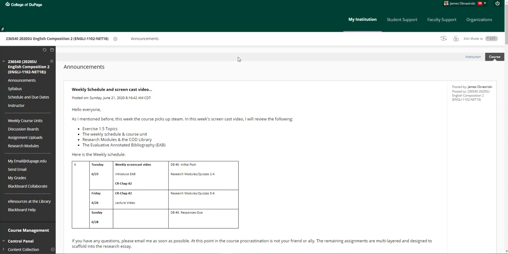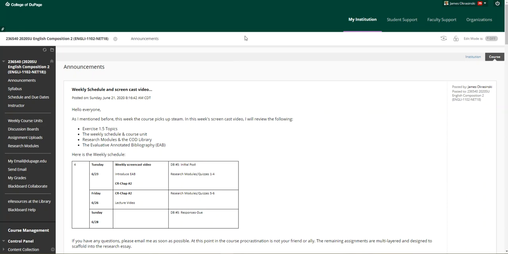Needless to say, we're heading into chapter 2, which is all about research. Chapter 2 is going to be the focus. I'll get to the course unit in a minute. I'll talk a little bit about the research modules and the library as a resource. And then at the end of the screencast video, I am going to discuss the evaluative annotated bibliography, or the EAB. I want to introduce that assignment. I'll pull up the sample and briefly talk about that. I will cover it in detail in this week's lecture video, with some of the components of chapter 2.